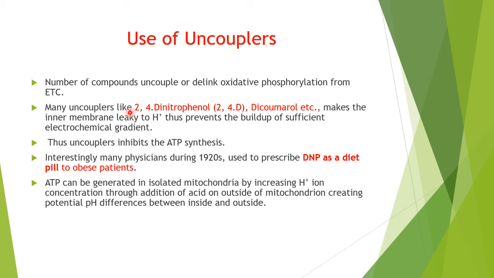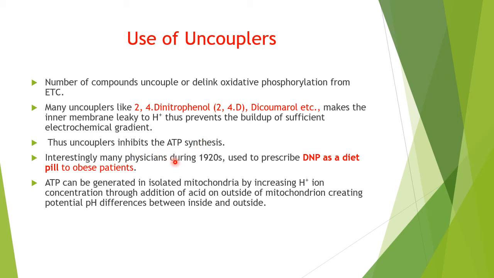Many uncouplers, like 2,4-dinitrophenol and dicumarol, make the inner membrane leaky to protons, thus preventing the buildup of a sufficient electrochemical gradient, because the uncoupler makes the membrane leaky. There will be movement of protons from one side to the other. They will not come through complex V, where ATP would have been generated. Instead, they will come directly into the matrix, and there is no generation of an electrochemical gradient or synthesis of ATP. So uncouplers inhibit ATP synthesis.